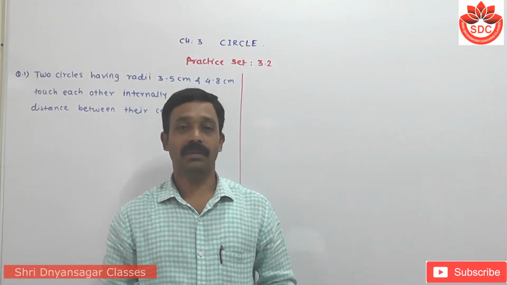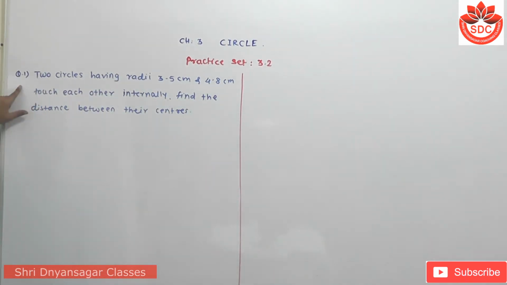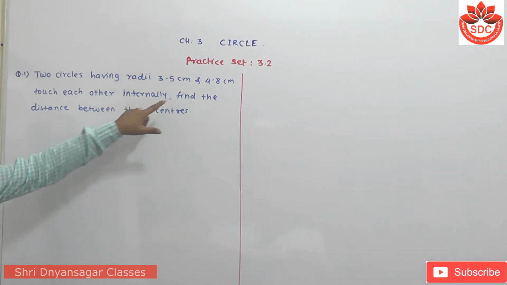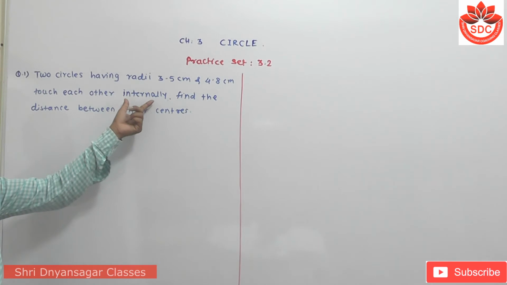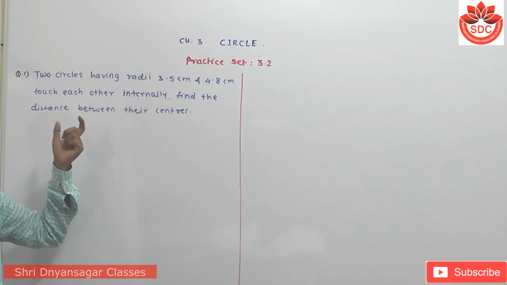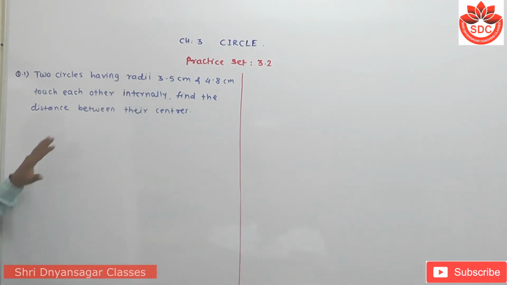Now we discuss practice set 3.2. The first question: two circles having radii 3.5 cm and 4.8 cm touch each other internally. Look here, internally. Find the distance between their centers. Student, if the circles are touching internally, then the distance between these two centers is equal to the difference between their radii.